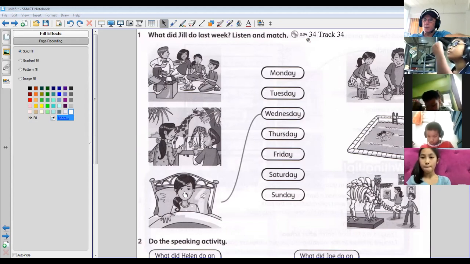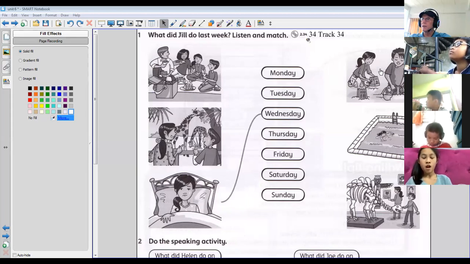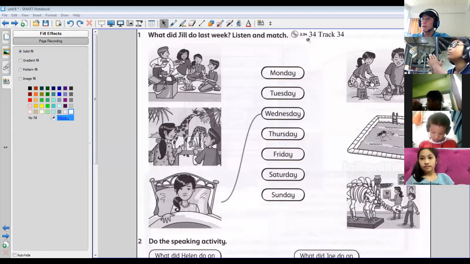The next picture, as we go down, I like to talk about pictures because pictures have a lot of words, a lot of language in pictures. We can see Jill in bed, face not happy. So maybe she is sick. We'll see the bed, the pillow, blankets. Over here at the top right, we can see Jill and her brother are at the beach, sitting on the sand and making sand castles.